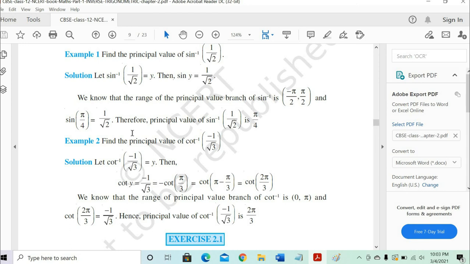Did you understand? Minus cot pi by 3 can also be written as cot of pi minus pi by 3. It's the same thing, because you need the answer as minus cot pi by 3. Then you do the normal fraction calculation for pi minus pi by 3. So it will become 2 pi by 3. So does 2 pi by 3 fall in the range of 0 to pi? Yes, it does. Then this can be the correct answer.